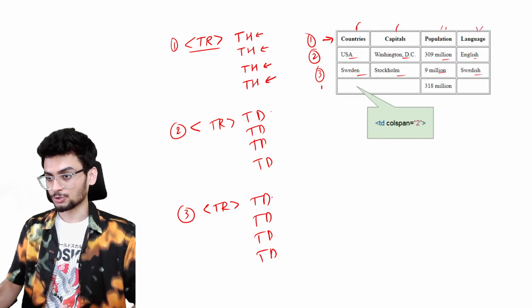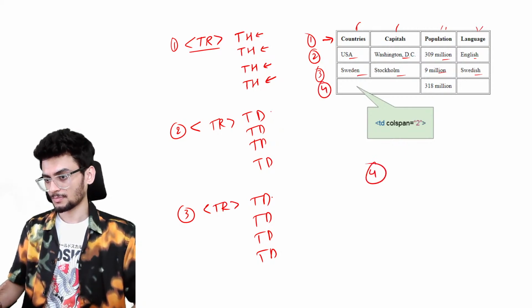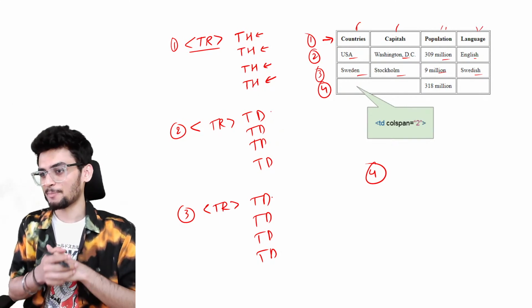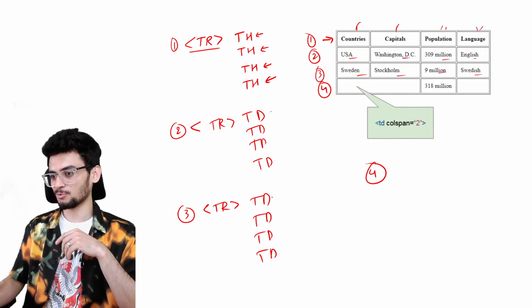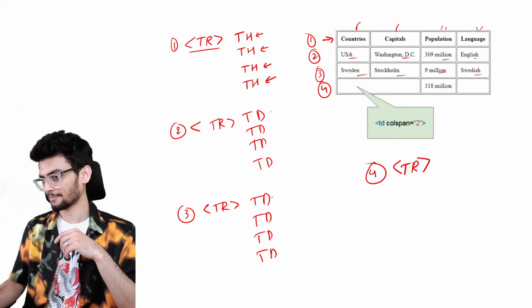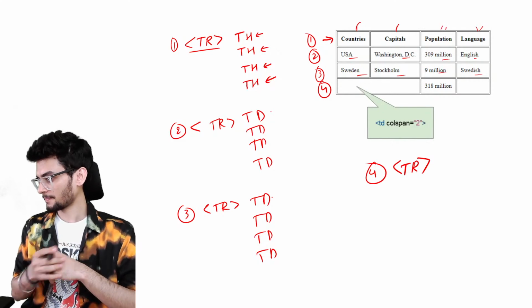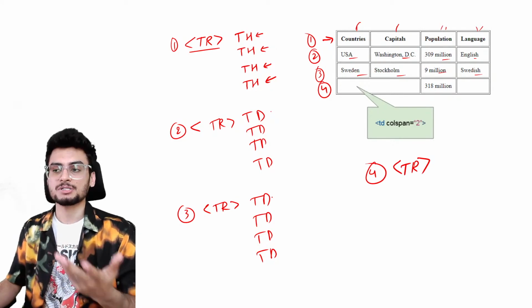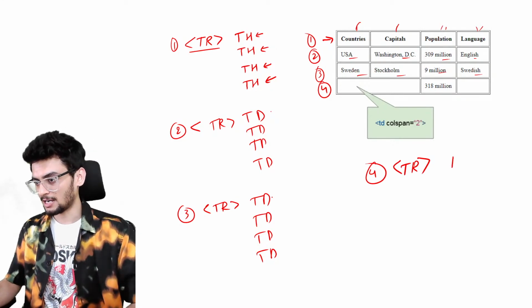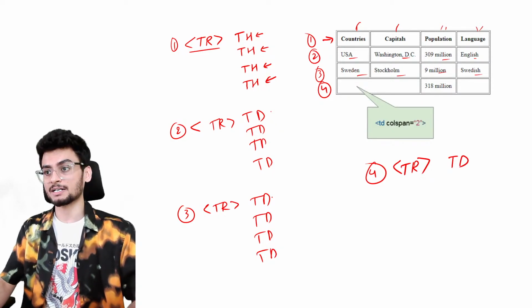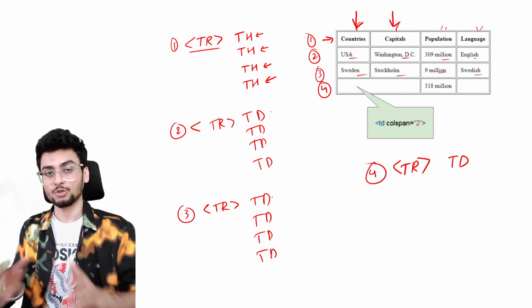Now comes the fourth row. Can anyone write in the chat box what will be the appropriate way to create this? Obviously we will create a TR, okay? Now we are creating the first cell. In the first cell you write TD, but this cell is spanning across 2 columns. It is 2 columns wide.